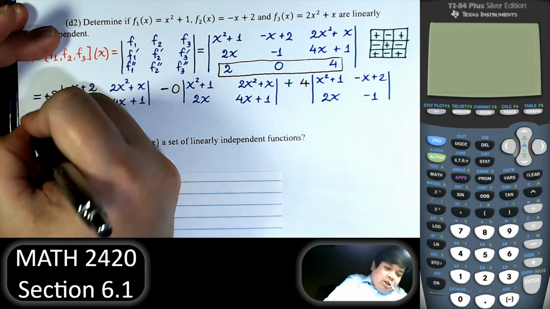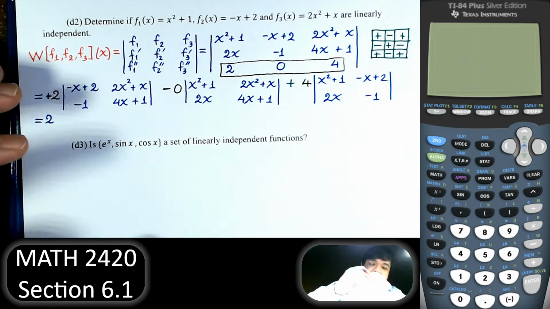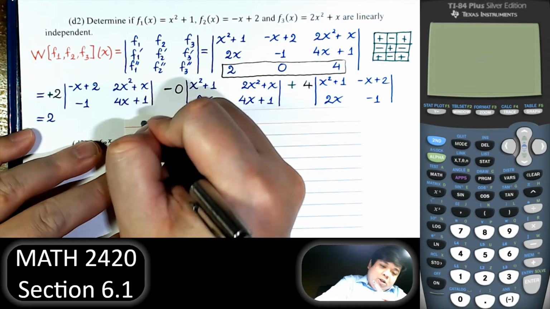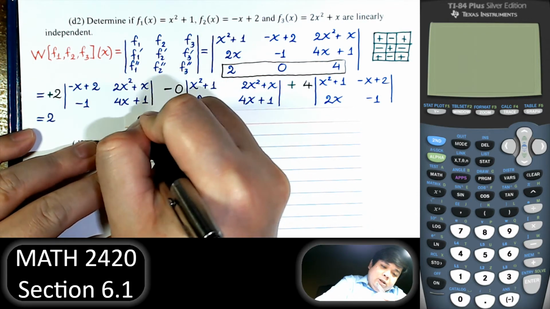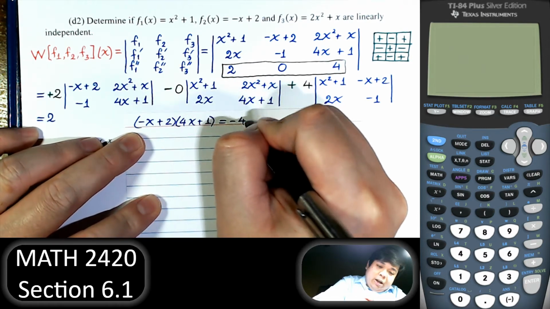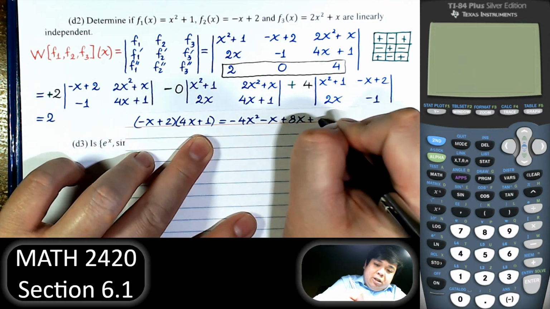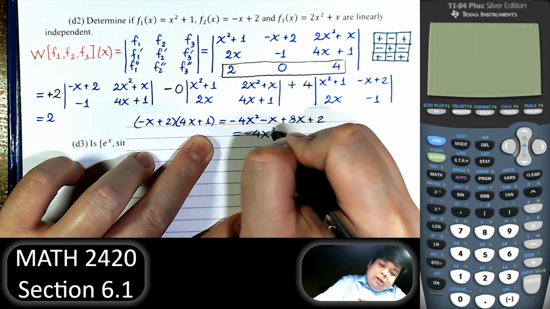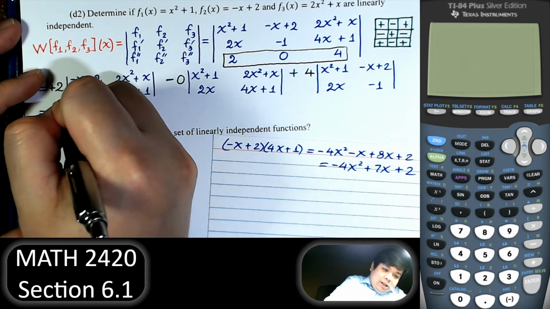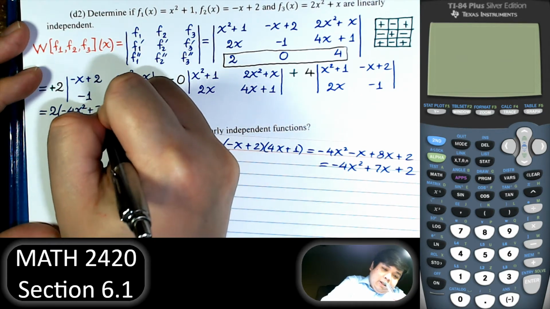Right, so first there's a 2. Now multiply this out. Run out of space here, so I try to multiply this. Negative x plus 2 times 4x plus 1. That gives negative 4x squared, negative x plus 8x plus 2. So negative 4x squared plus 7x plus 2.